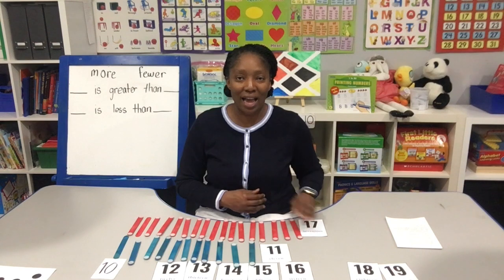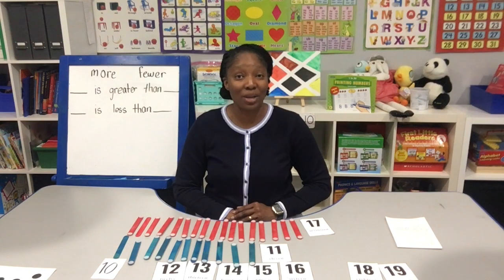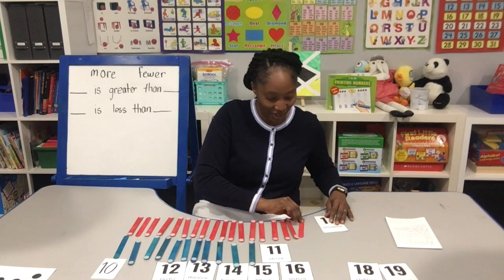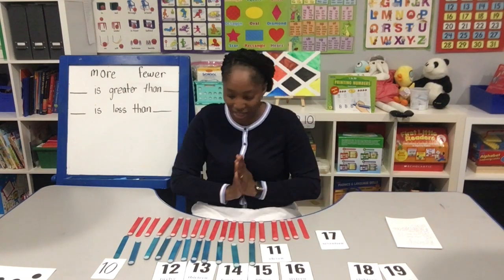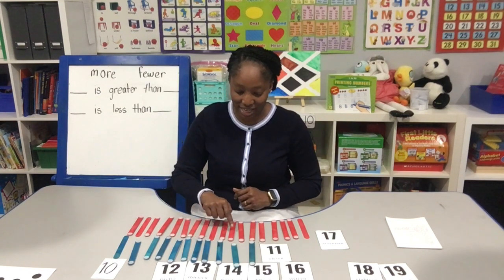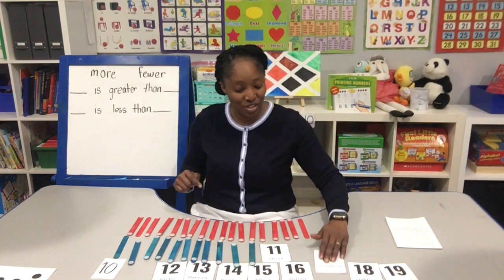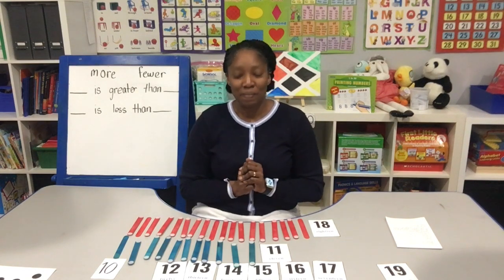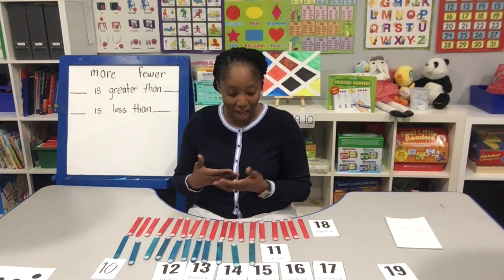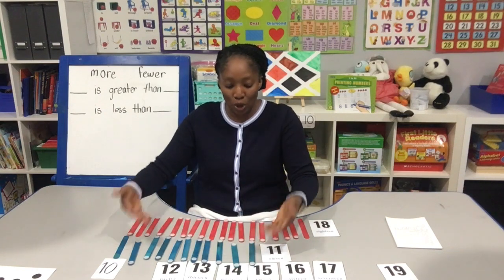What if I have one more red popsicle stick? I'm going to get one more. So now let's count that because I would like to use a different number. 1, 2, 3, 4, 5, 6, 7, 8, 9, 10, 11, 12, 13, 14, 15, 16, 17, 18. So now I need 18. 11 and 18. Which one is more? Yes, I have more red popsicle sticks and I have fewer blue popsicle sticks.